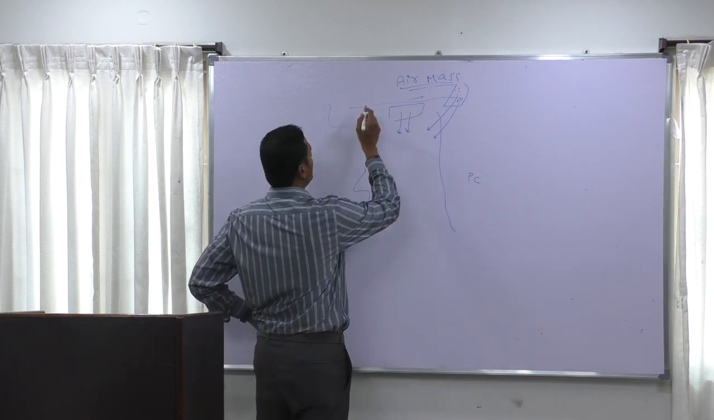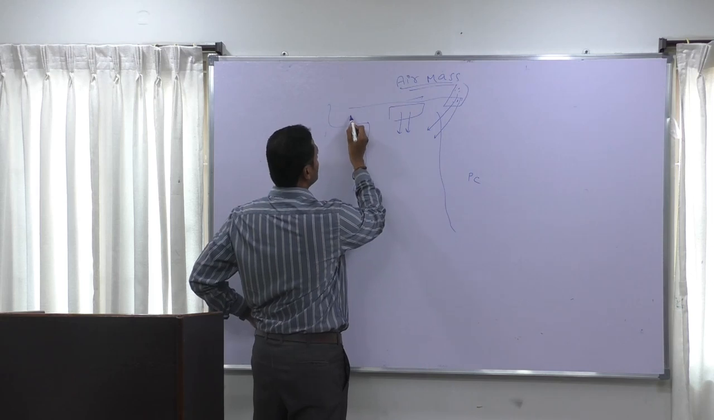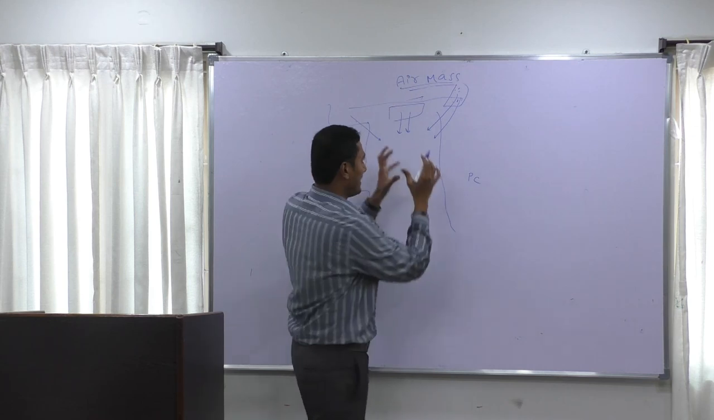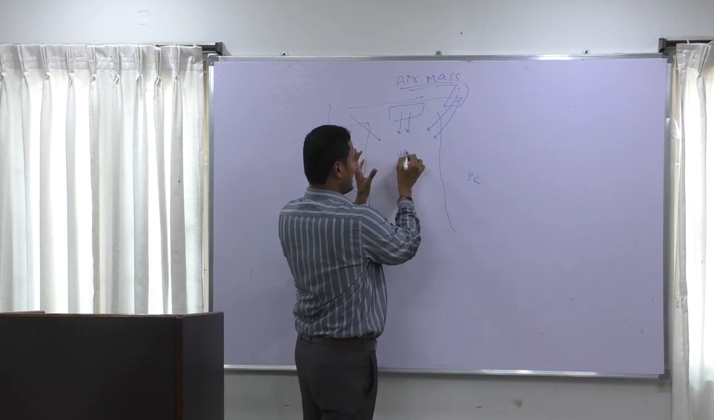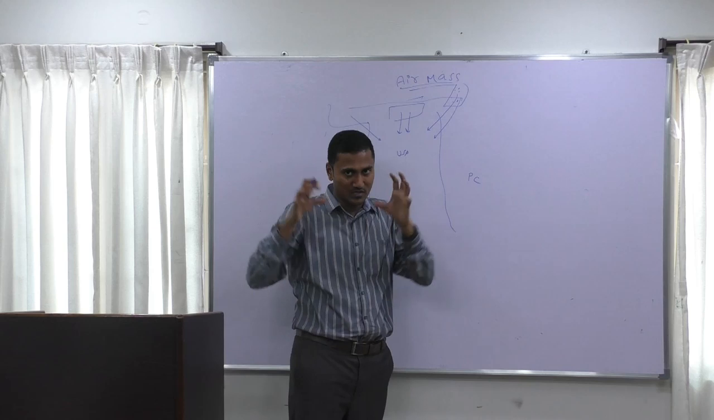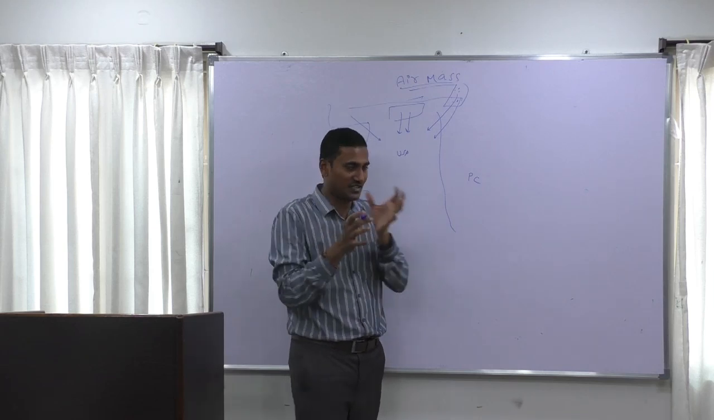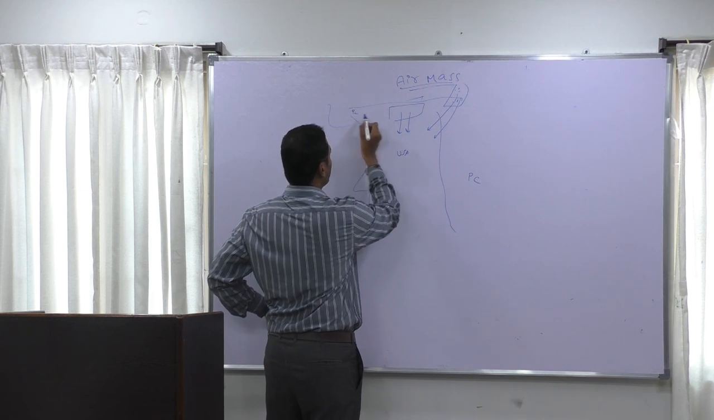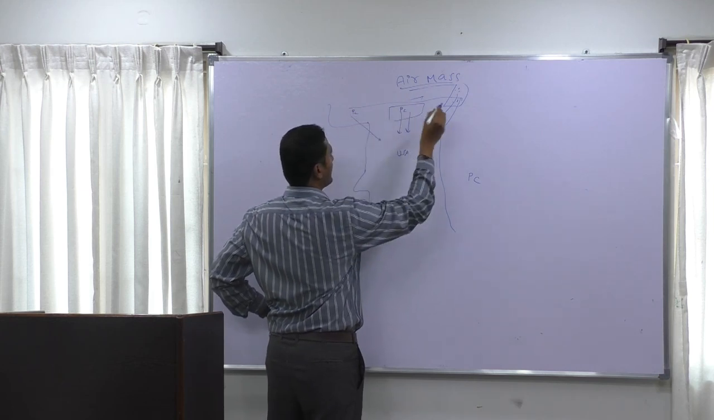Similarly, from Alaska also. I am talking about the weather of the USA. I am telling about the different air masses coming to the USA and how they affect the USA climate and weather. Alaska also is a polar continental. This is also polar continental.